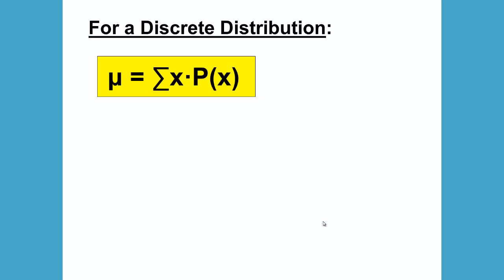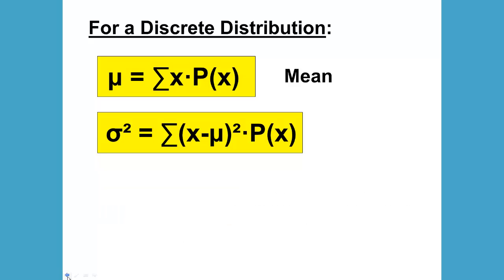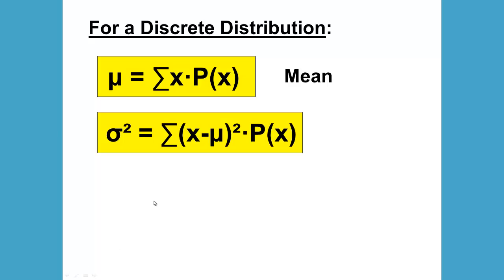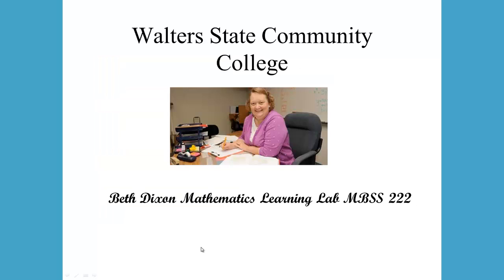To summarize our 3 formulas, for the mean, we have the sum of x times p of x. For the variance, we have sigma squared equals the sum of x minus mu quantity squared times p of x. And for the population standard deviation, we get sigma equals the square root of sigma squared. And this is a good place to stop the video for part 2.